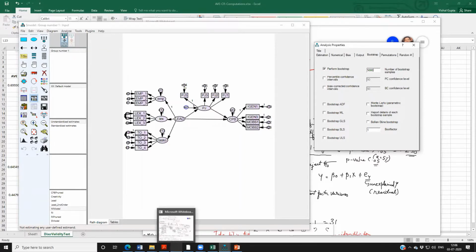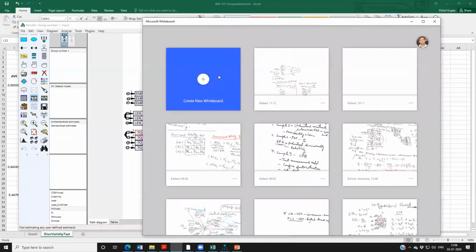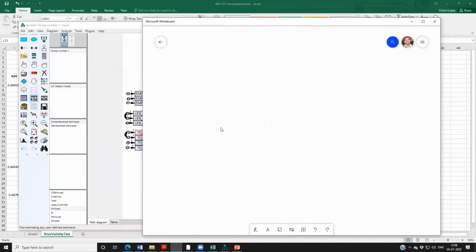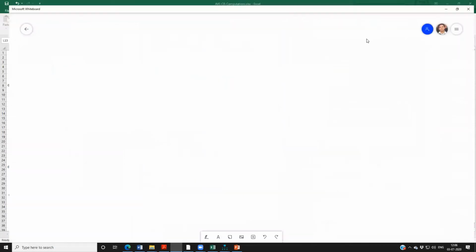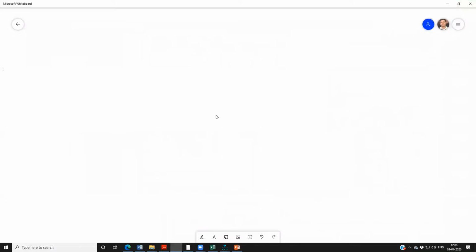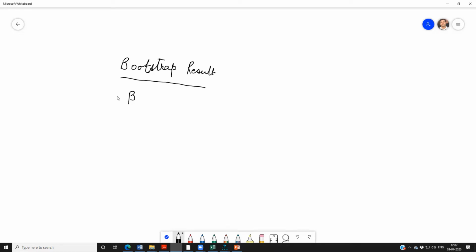And when you have a bootstrap result, you will report two things. You will report the beta, the bootstrap coefficient. So you will get all the coefficients just like you get in normal SEM analysis. So you will get the coefficients, let me call this coefficient.